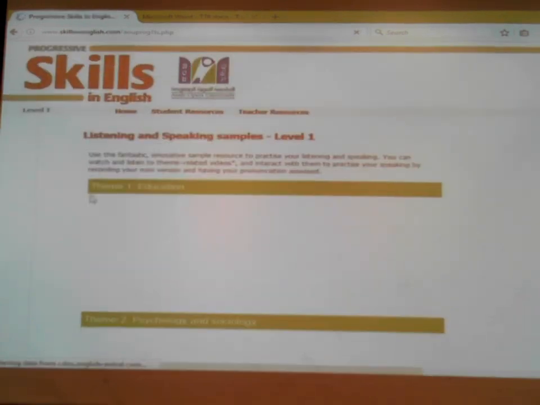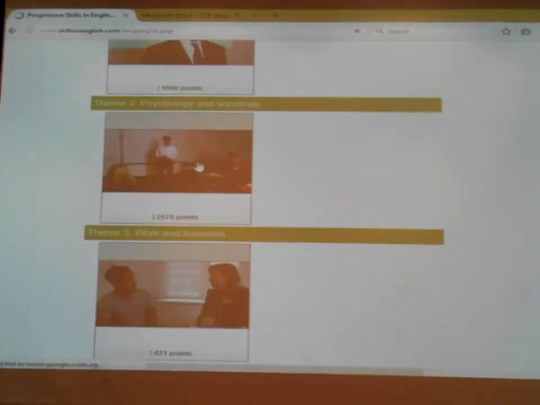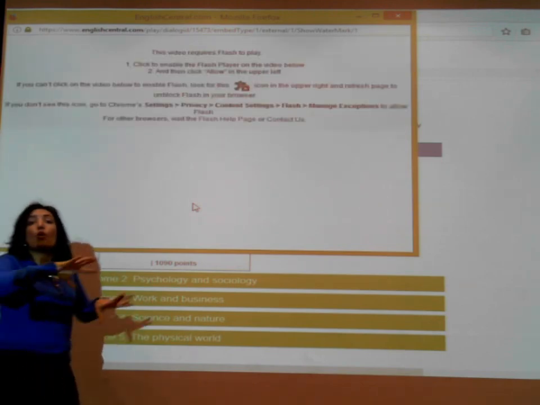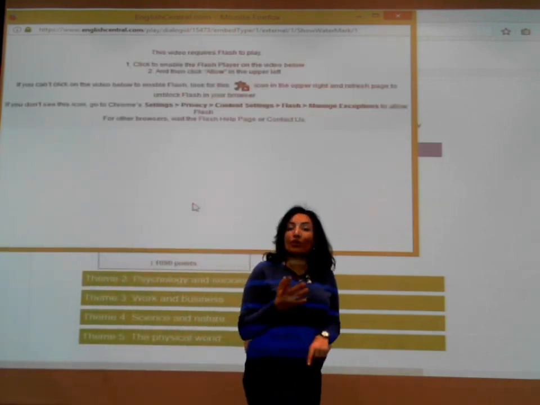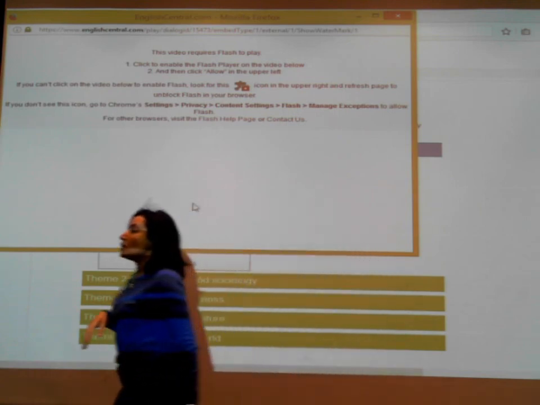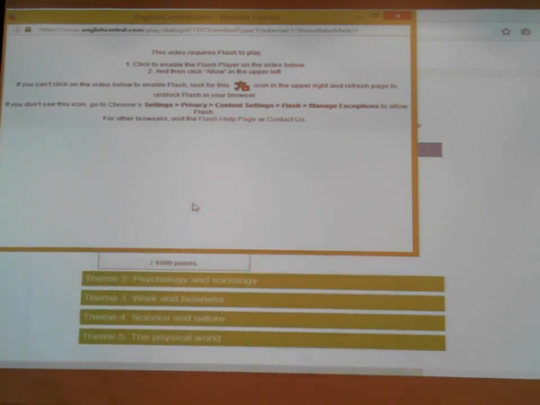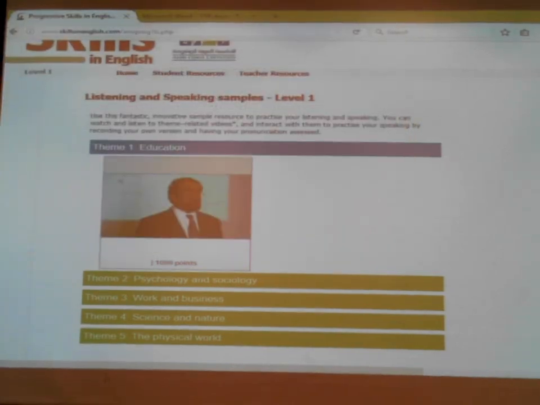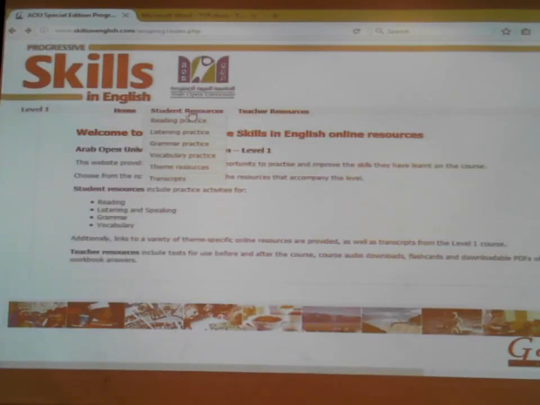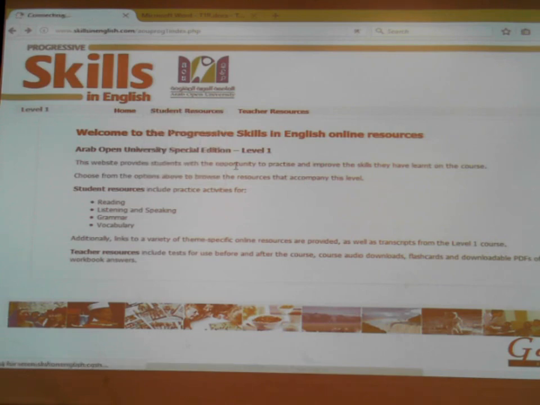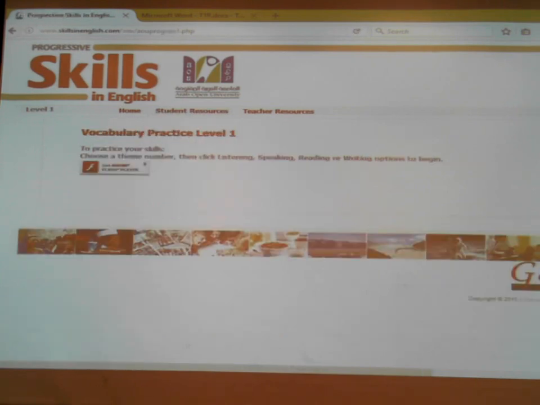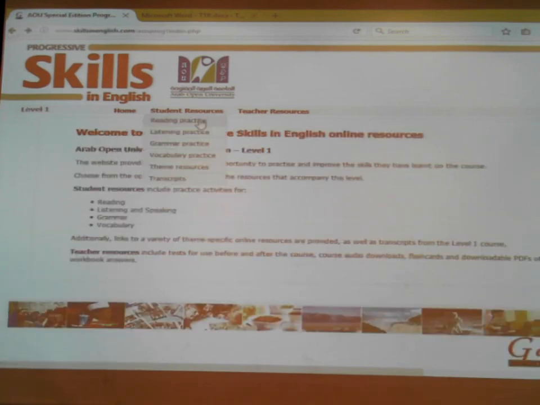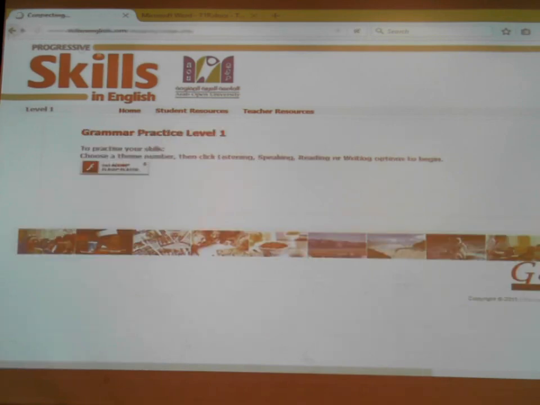If you can see, it's theme divided, and we have listening that is added to the CDs and the listening topics and the listening tracks that we all have, whether the tutor or the student, in our books, right? So it needs a flash player to play it. Let me use, for example, vocabulary practice. Again, it needs a flash player. Grammar practice, again, flash player.